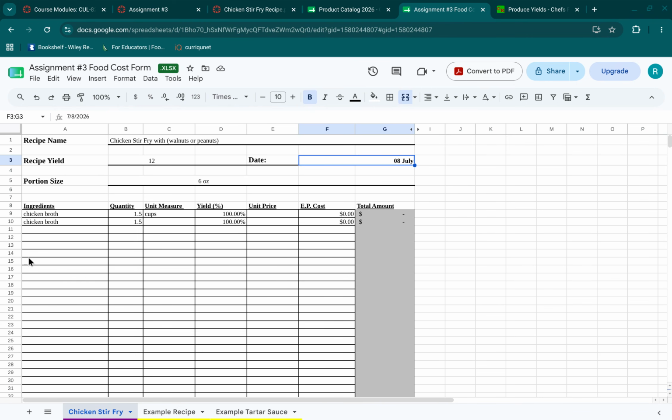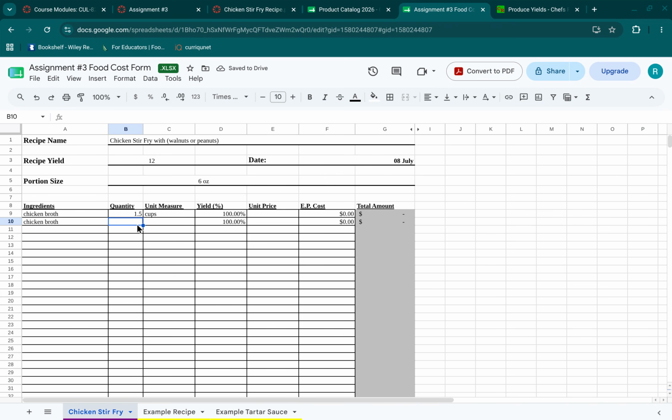So, chicken broth we are going to do together because that's what I did in class. So again, I'm going to explain all of these columns to us and just fill them out as we go along. Column A is just for your ingredients. Quantity is a column that can only hold a numerical value again.